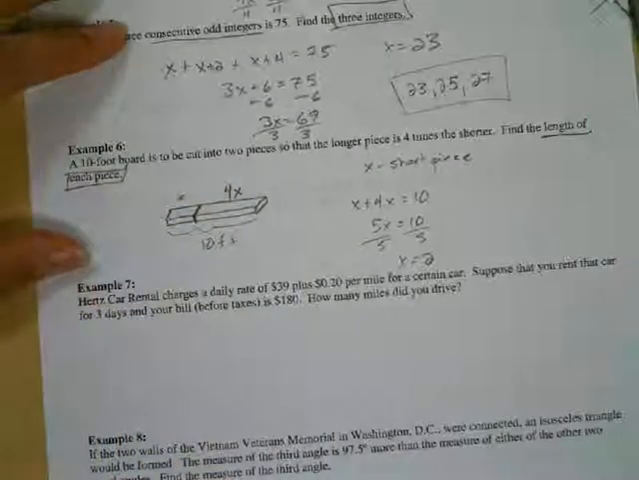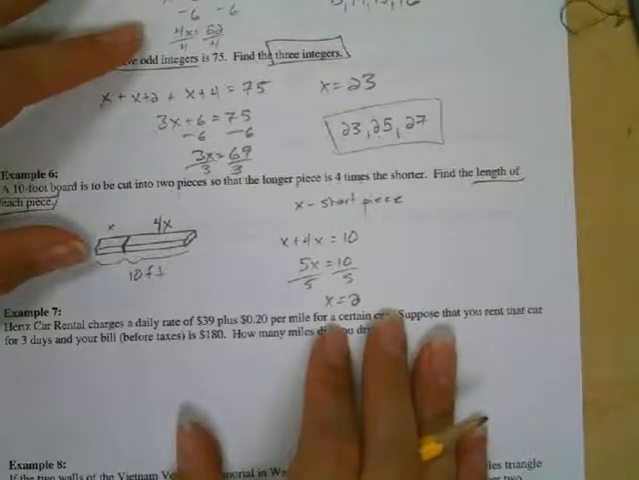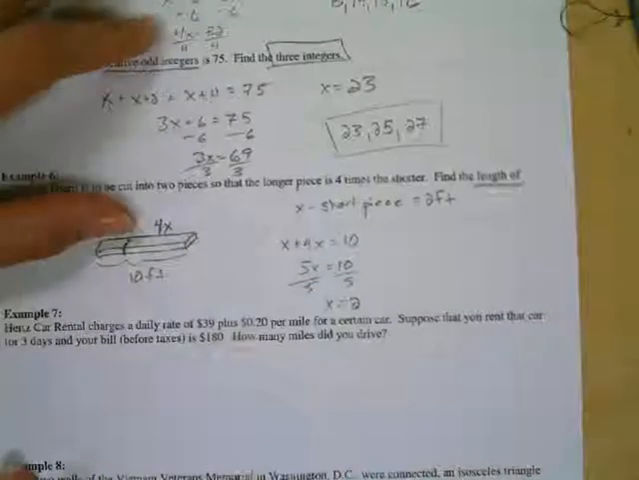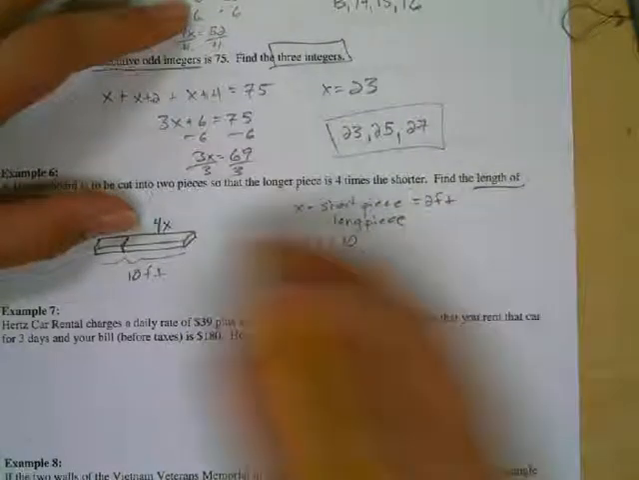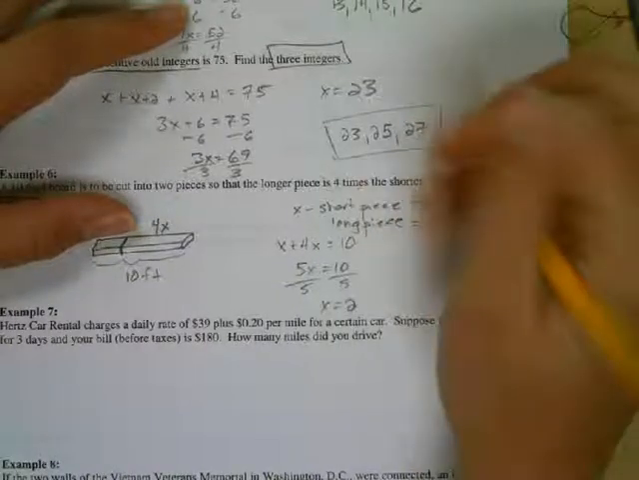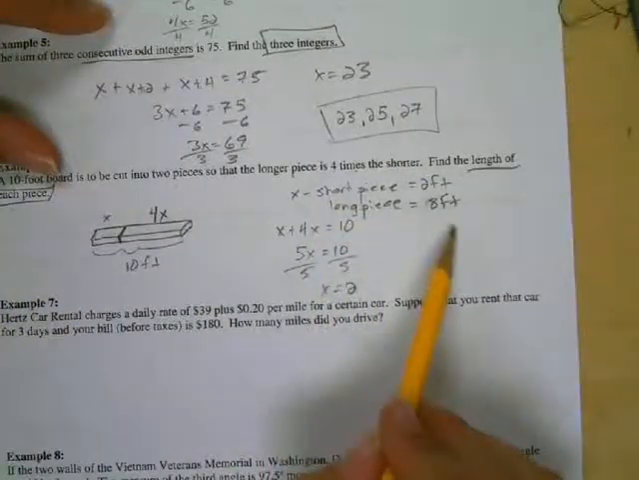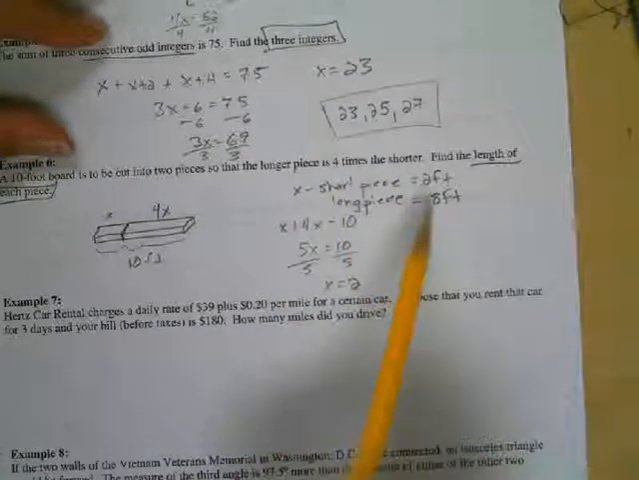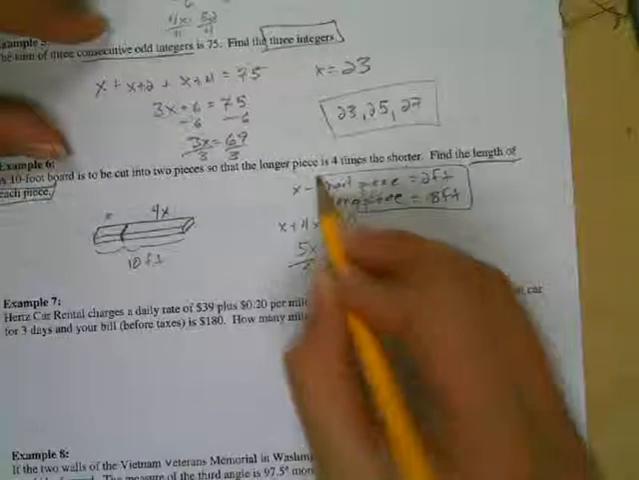Okay, we need to use our unit. So my short piece here is 2 feet. That's what I just found because that was my x. And then my long piece was 4 times that. So 4 times 2 is going to be 8 feet. Now double check that. Together they make 10 feet. Yes, they do. And the long piece is 4 times the shorter. Yes, it is. 2 times 4 is 8. So make sure these things make sense. Check them. Always check them.